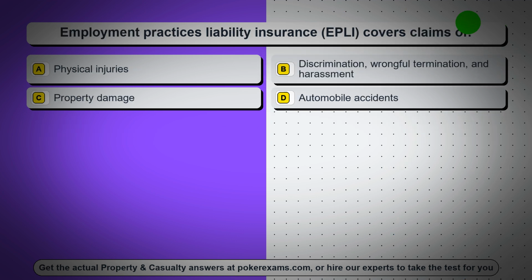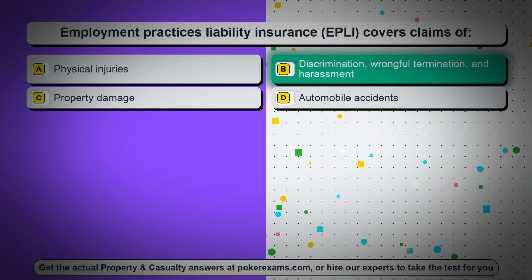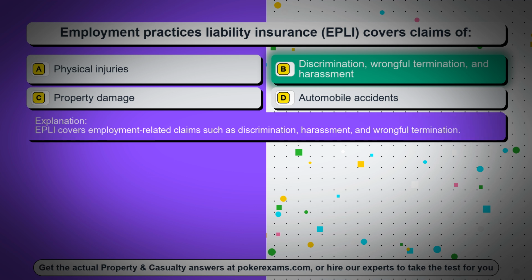Question 20. Employment Practices Liability Insurance, EPLI, covers claims of: Option A, physical injuries. Option B, discrimination, wrongful termination, and harassment. Option C, property damage. Option D, automobile accidents. The correct answer is option B, discrimination, wrongful termination, and harassment. EPLI covers employment-related claims such as discrimination, harassment, and wrongful termination.